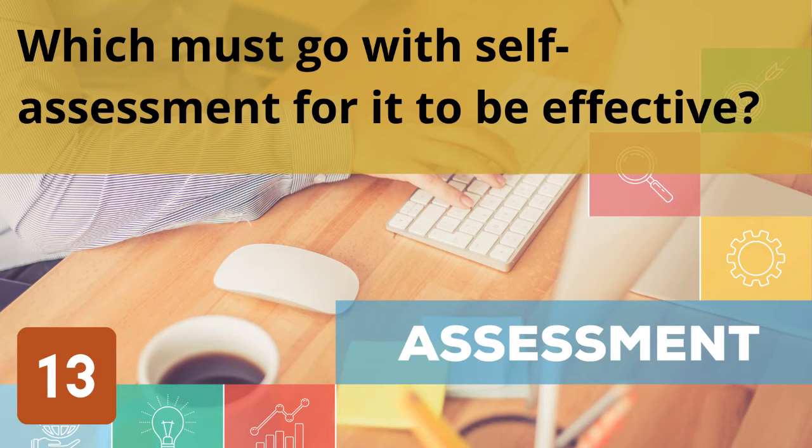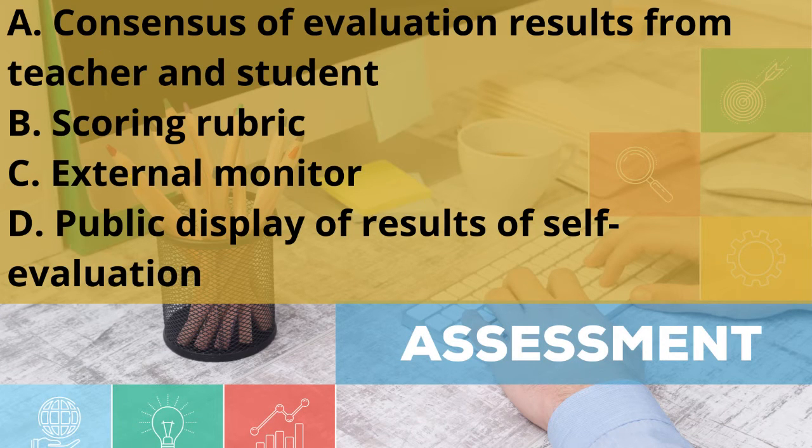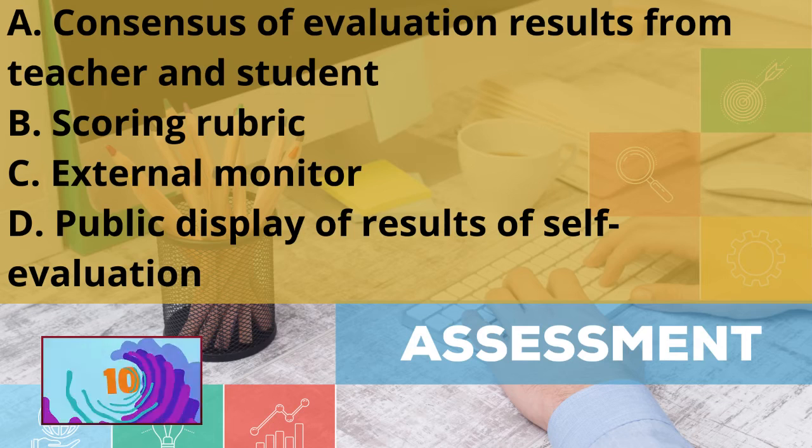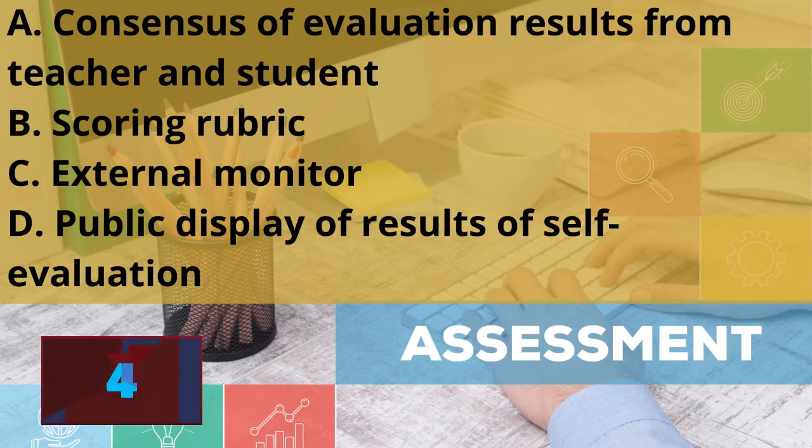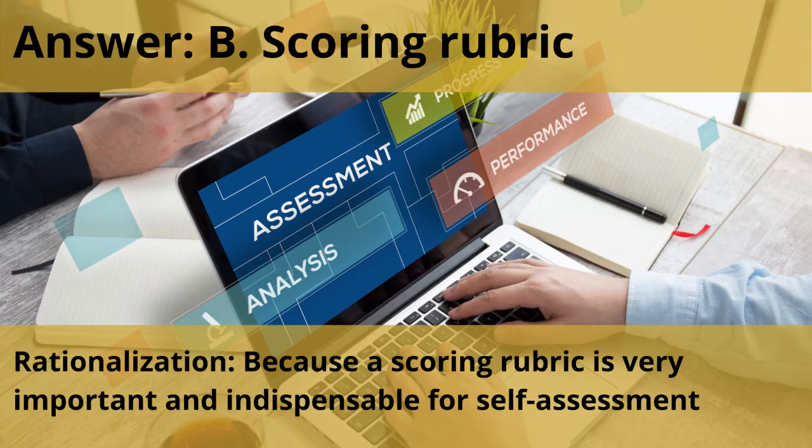Number 13. Which must go with self-assessment for it to be effective? A. Consensus of evaluation results from teacher and student. B. Scoring rubric. C. External monitor. D. Public display of results of self-evaluation. The answer is option B. Very good. Scoring rubric. Because a scoring rubric, class, is very important and indispensable for self-assessment.